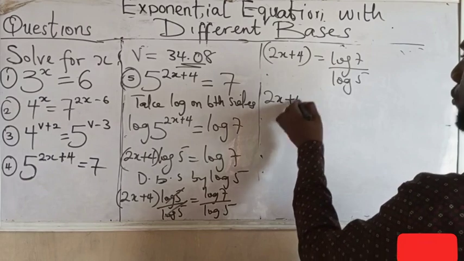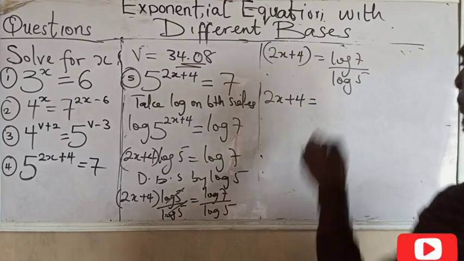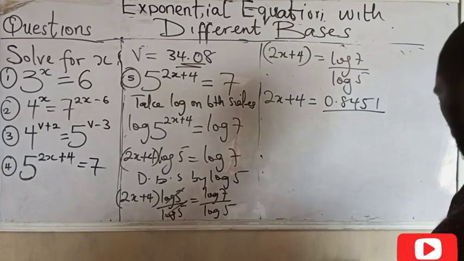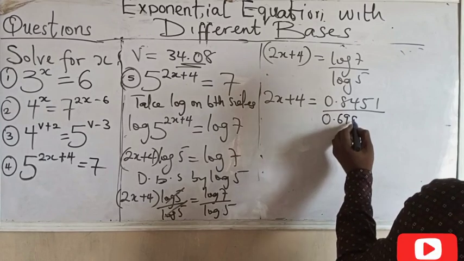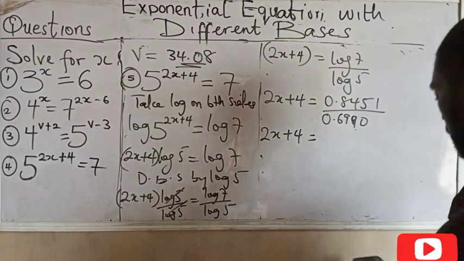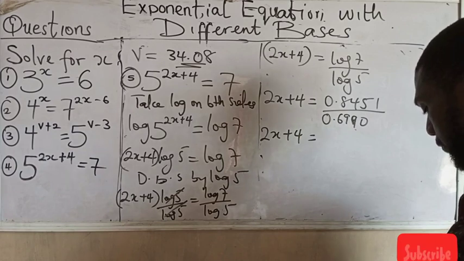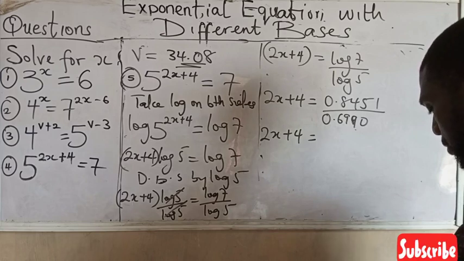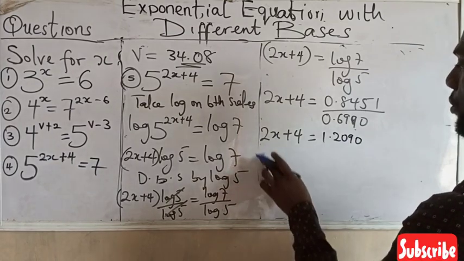So 2x plus 4 equals, let's do a quick check. So what is log 7? 0.8451 over, what is log 5? 0.6990. So 2x plus 4 equals, let's do a quick division. 0.8451 divided by 0.6990, and we have 1.2090.